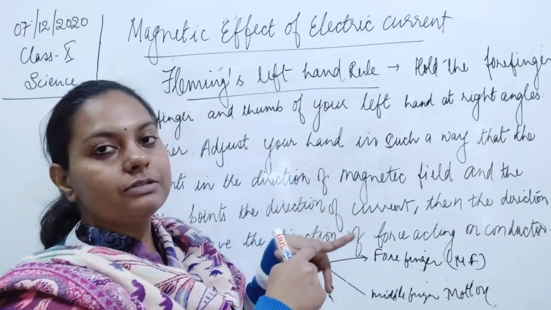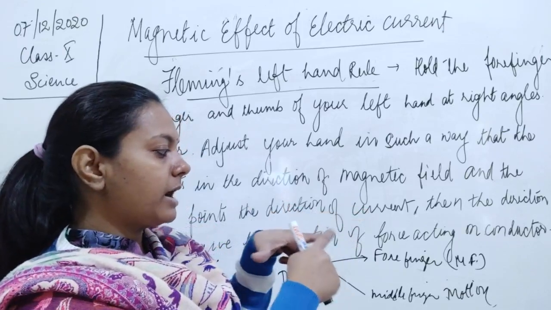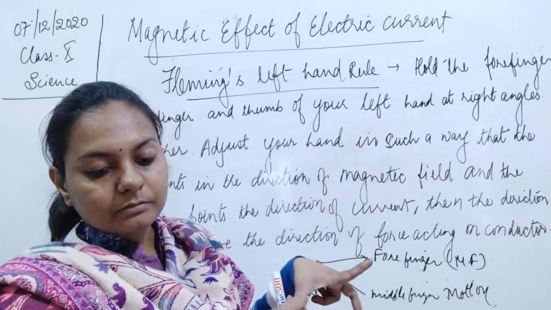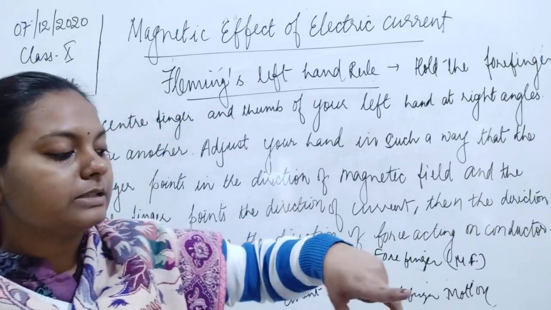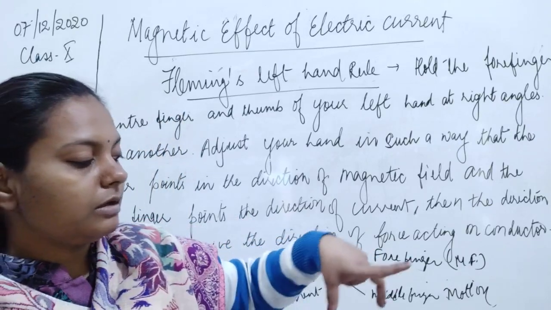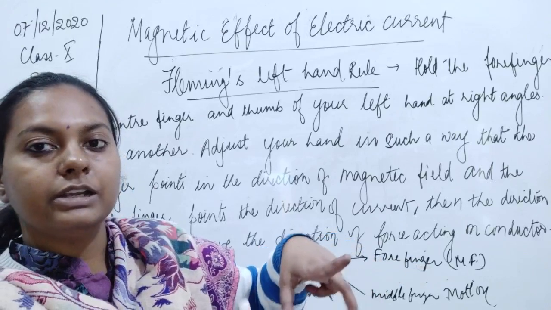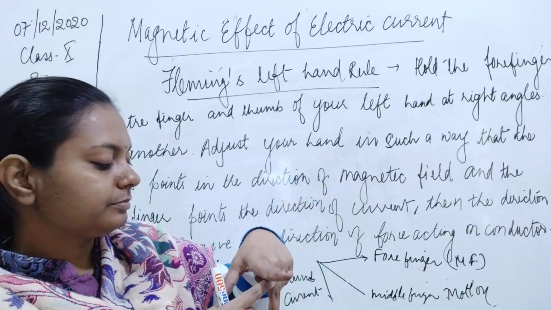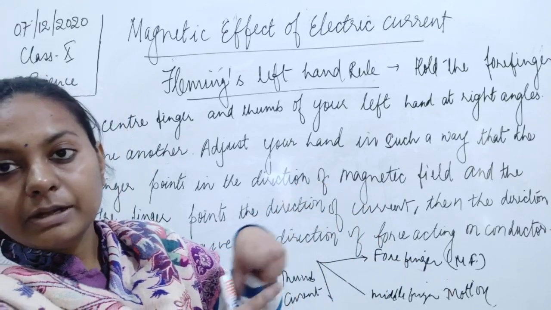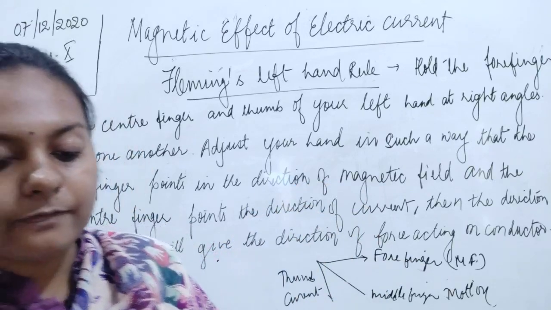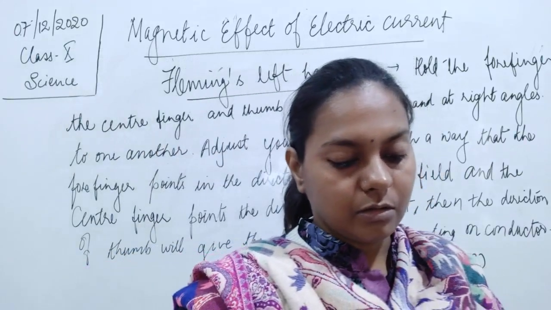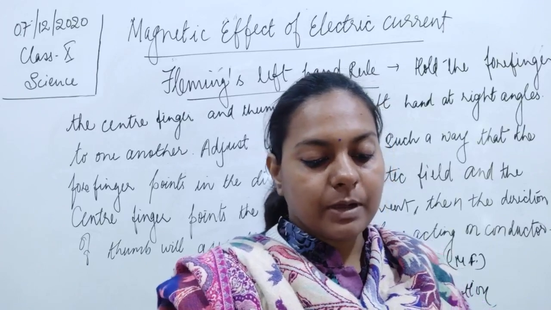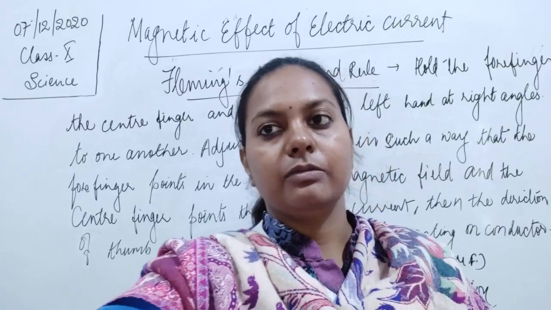So Fleming's left hand rule says when the 4 finger points the direction of the magnetic field, the middle finger points the direction of the current, and the thumb provides the direction of the movement of the coil. Okay, so this is what is about the Fleming's left hand rule.